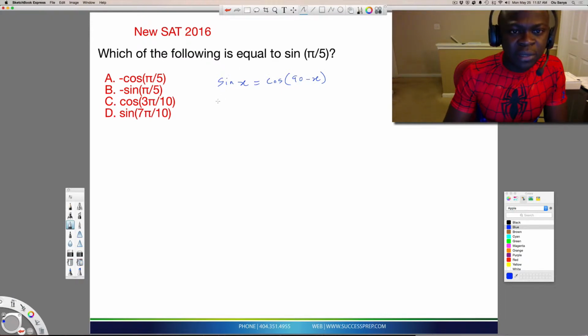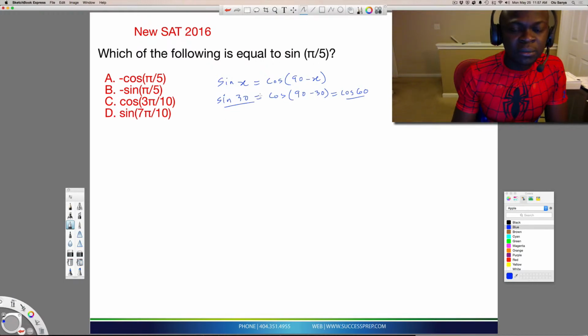An example there would be something like the sine of 30 degrees is the same as the cosine of 90 minus 30 degrees, which is obviously cosine of 60. So it means the sine of 30 and the cosine of 60 are the same thing. That's really what this question is about.